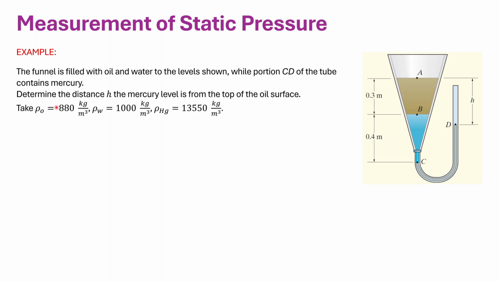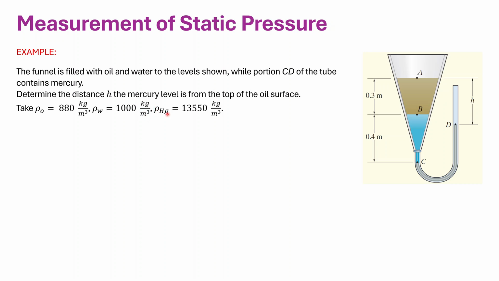Next example. The funnel is filled with oil and water to the levels shown, while portion CD of the tube contains mercury. Determine the distance h. The mercury level is from the top of the oil surface. So we are going to find h. Take density of oil, rho sub O, equals 880 kilograms per meter cubed. Rho sub W, which is density of water, equals 1000 kilograms per meter cubed.